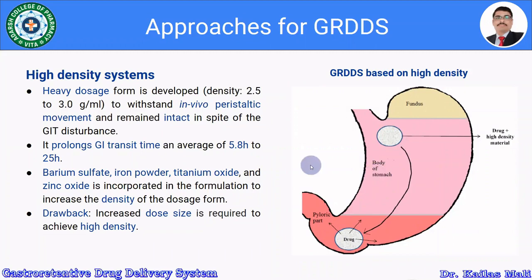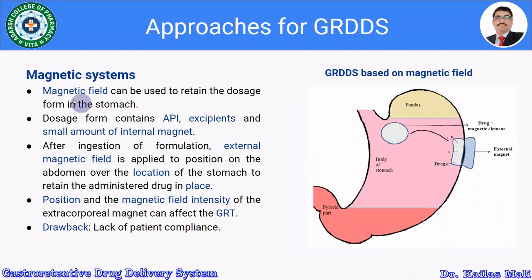Let us move towards the next approach, the magnetic system. Look at the figure. So in the case of the magnetic system, generally the formulation is prepared by using a magnetic element. When we apply the external magnetic field, it is possible to position the formulation in the stomach region, and it is going to be retained for a long time period, and from that the drug is going to be released into the stomach and further absorbed.